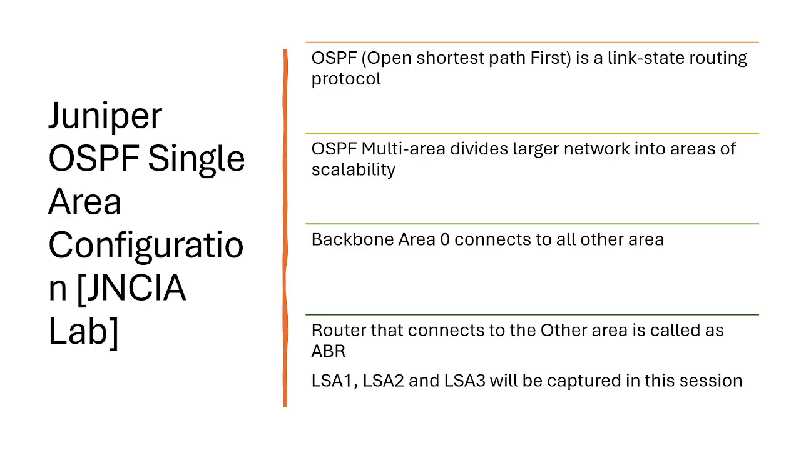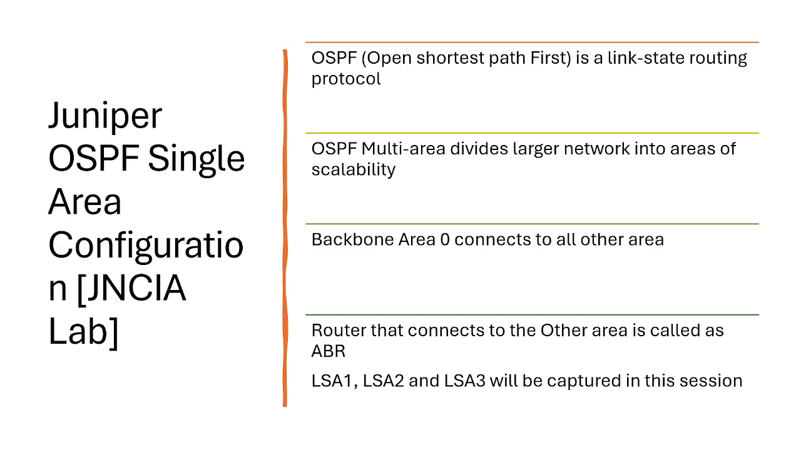Consider you have 500, 200, or 300 routers. If you have only one area, whenever there is a convergence, all the routers have to converge, right? If there is a link flap in one router, all the 100 routers have to converge and do the calculation. To avoid that, we can split the network into smaller areas and connect them to a backbone area called area 0.